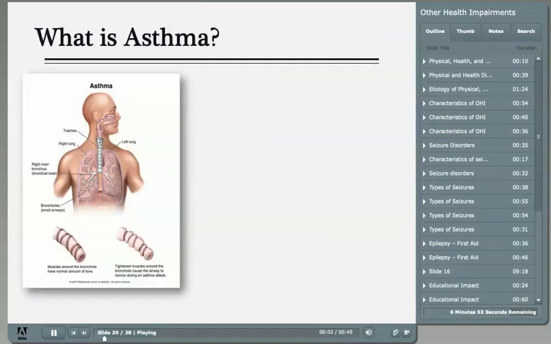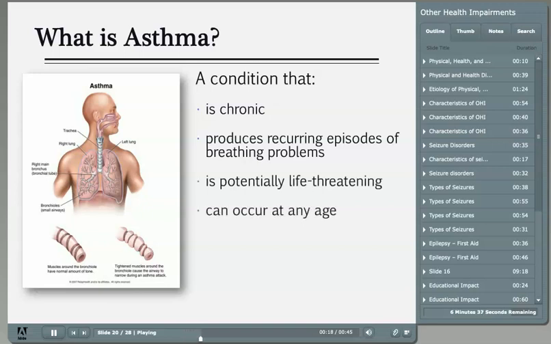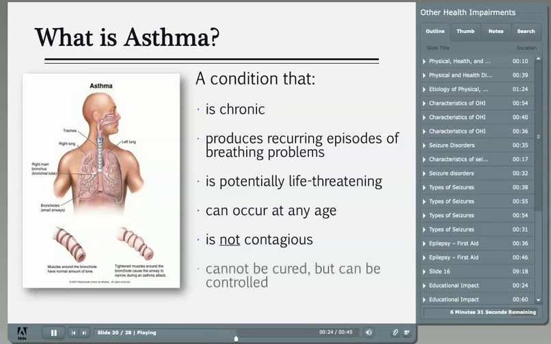So what is asthma? Asthma is a condition that is chronic, meaning that it is an ongoing, long-term condition. It produces recurring episodes of breathing problems called asthma episodes. Asthma can be potentially life-threatening and can occur at any age. It is not contagious, meaning it cannot be spread from one student to another, nor can it be cured. It can, however, be controlled.